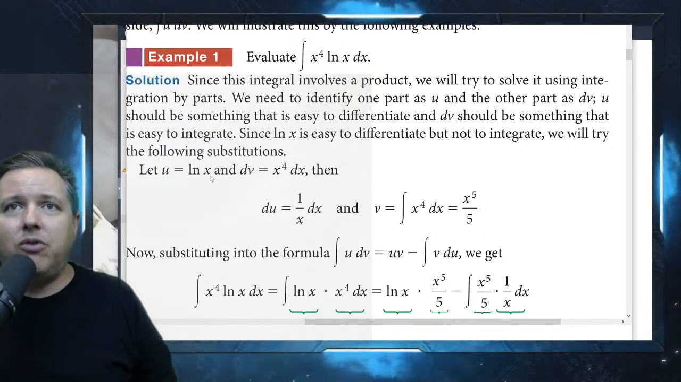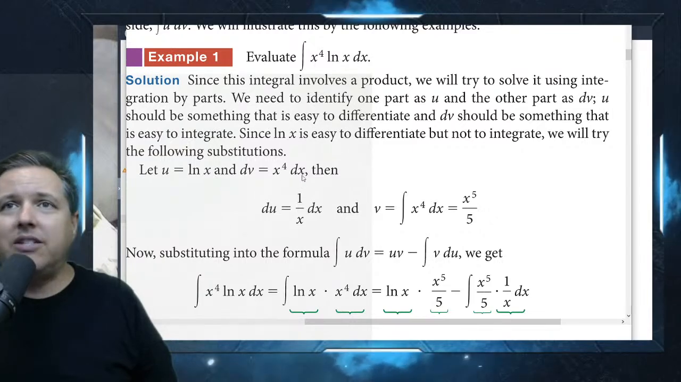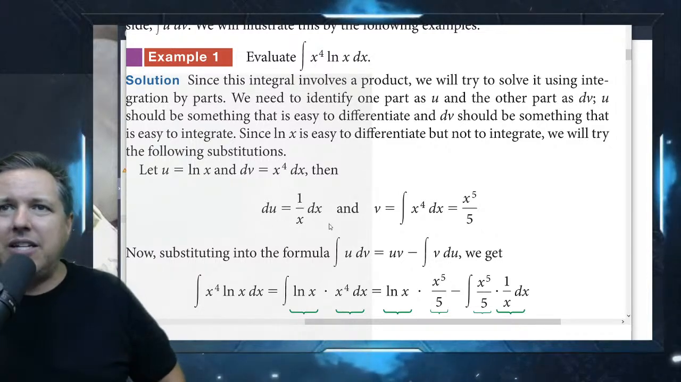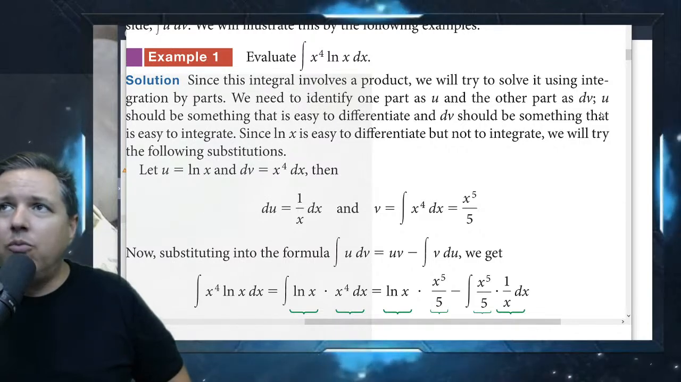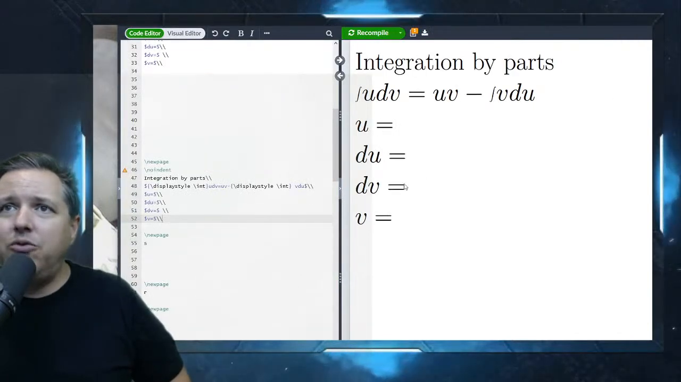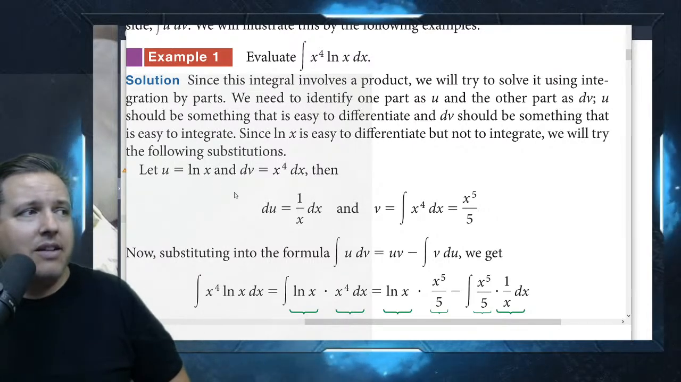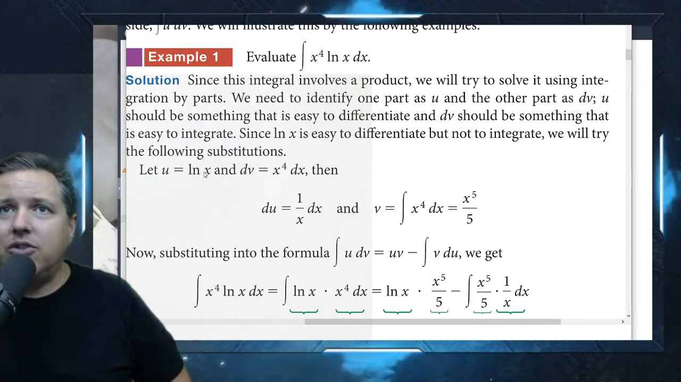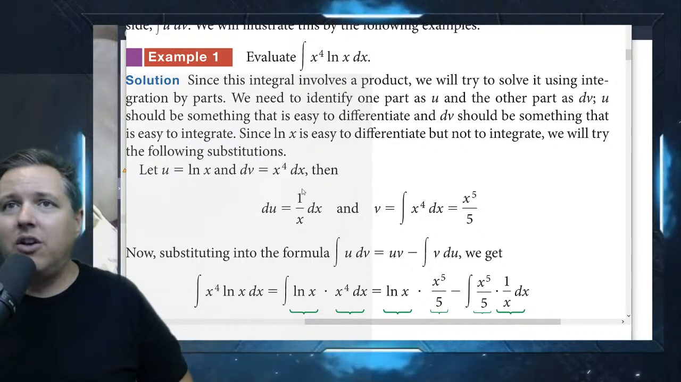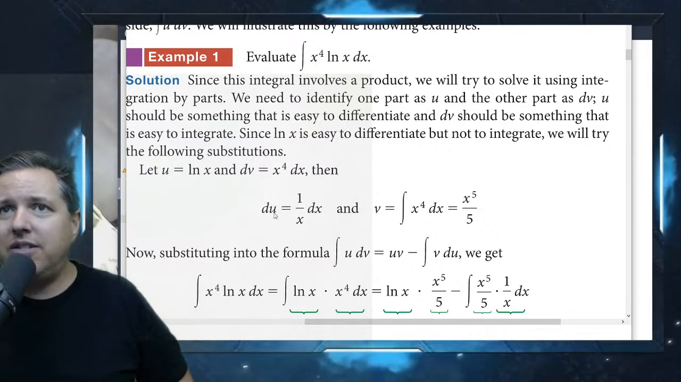So we let u equal natural log of x, dv equals x to the 4th dx. So that means that du is going to be 1 over x dx, right? Now, where did that come from? Well, remember the 4 pieces that we need: u, du, dv, and v. We picked u and dv. Well, if u is natural log of x, then du is the derivative of that. So what's the derivative of natural log of x? 1 over x dx, right? So once you decide u, for du you just take the derivative and you get this piece.